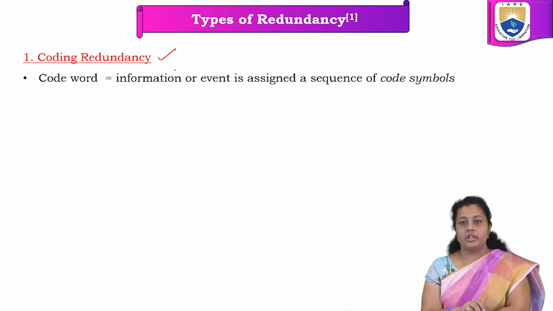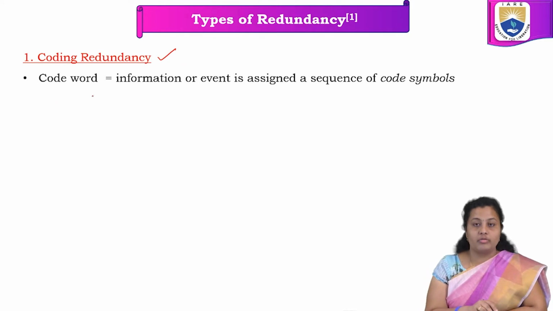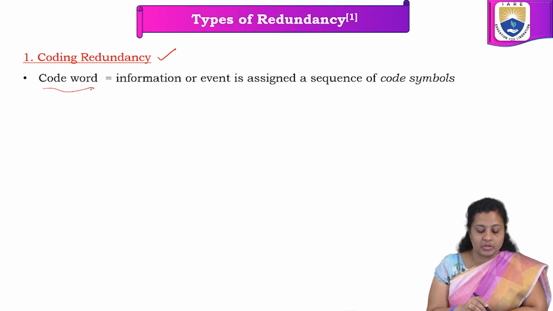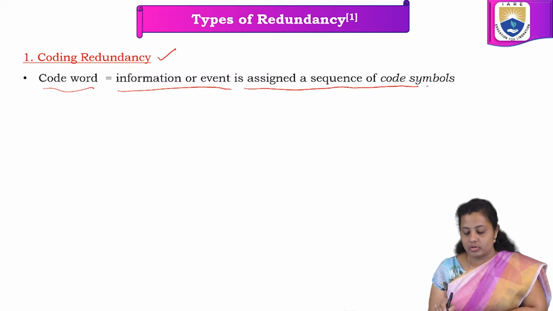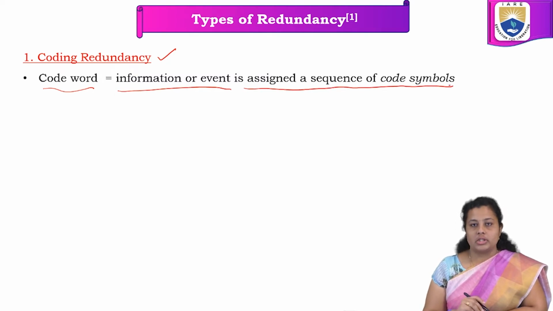Before we go further, let me talk about a few keywords that we are going to follow from now onwards. The first one is the code word. It is the information or event that is assigned a sequence of code symbols. What does that mean? Say suppose I have intensities, I have an image I.